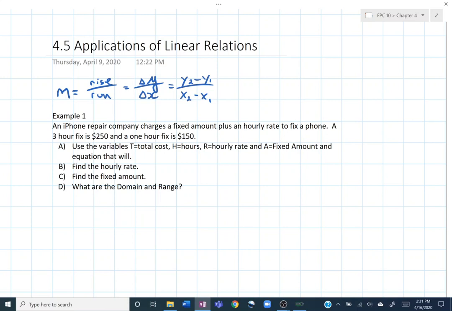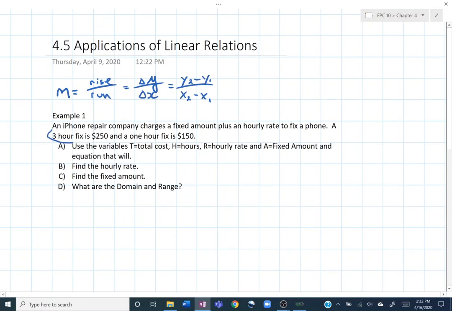So let's take a look at example 1. I always find it's nice, if I can, to sketch some type of diagram or picture with word problems. It just helps me sort out the information that's there. Example 1: an iPhone repair company charges a fixed amount plus an hourly rate to fix a phone. A 3-hour fix is $250, and a 1-hour fix is $150.